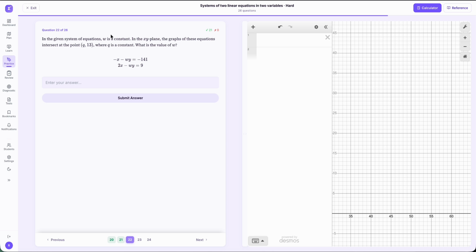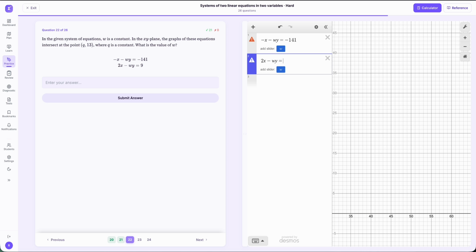All right, next one. In the given system of equations, w is a constant. In the xy plane, the graphs of these equations intersect at (q, 13), where q is a constant. What is the value of w? Okay, this is an interesting one. If you put this in Desmos, nothing's going to happen because Desmos doesn't know what w is, right?